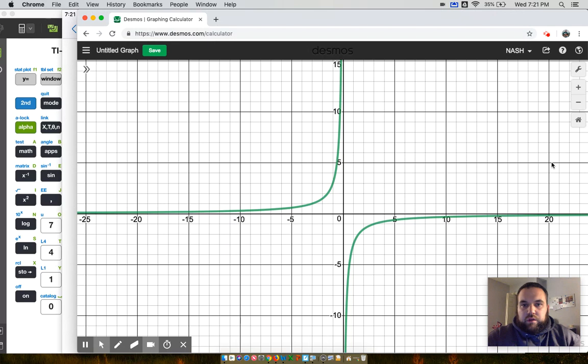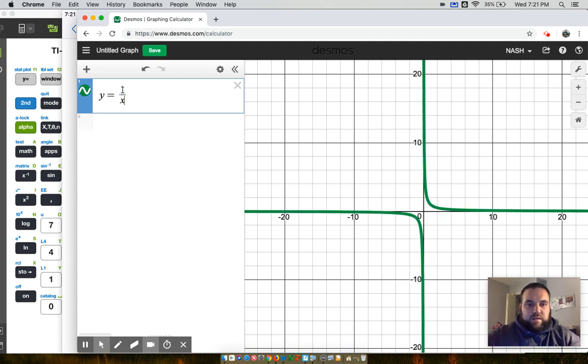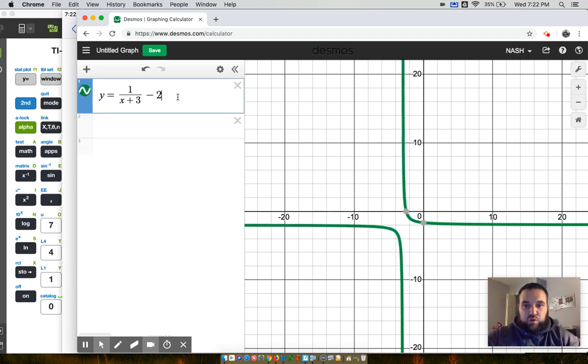And then you could either go to your graphing calculator or to Desmos. What we had was 1 over x plus 3. So notice when I do +3, it just shifts everything to the left. And then I had a -2 on the outside, so then that moves everything down.